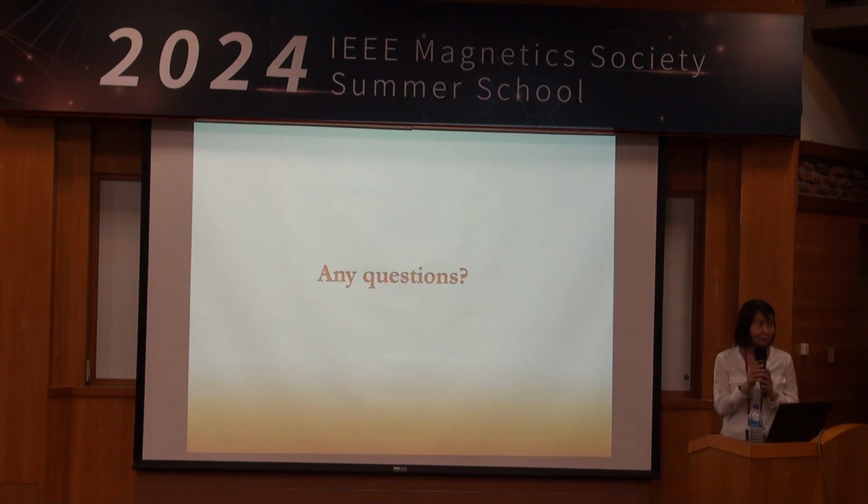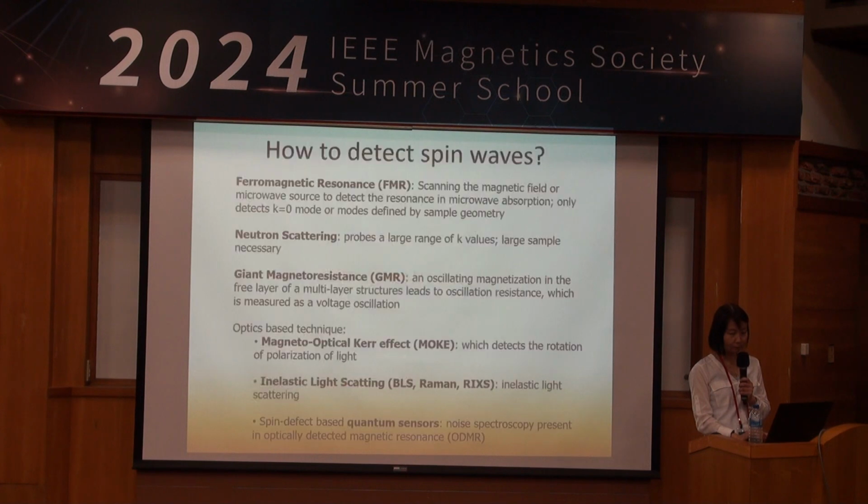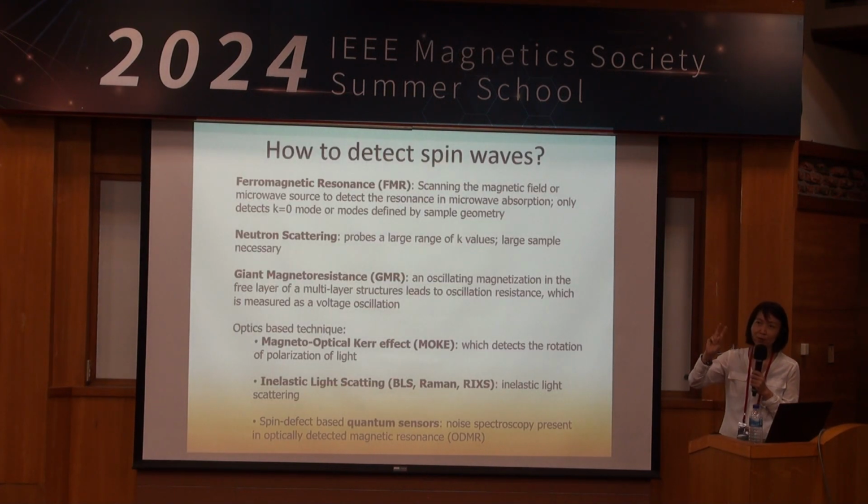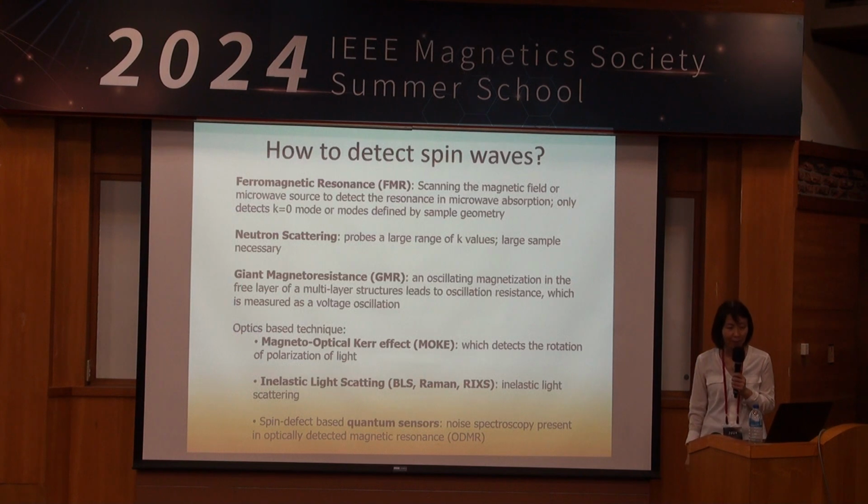Other questions or comments? Okay, if not, I'm going to start the second part. So how do we detect spin waves? I'm going to use the words spin waves and magnons interchangeably. As you all know, these are just wave-particle duality. It depends on what kind of measurement you're doing. Sometimes it's easier to think about a wave picture, but other times it's easier to think about the particle picture.